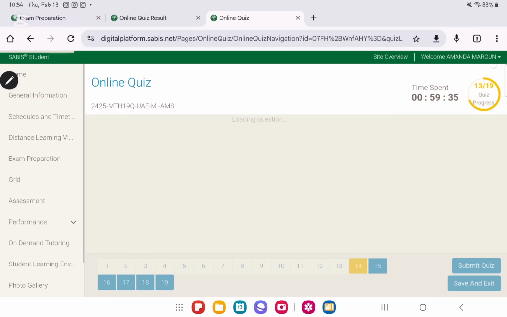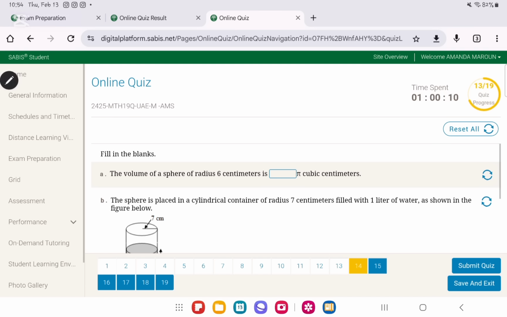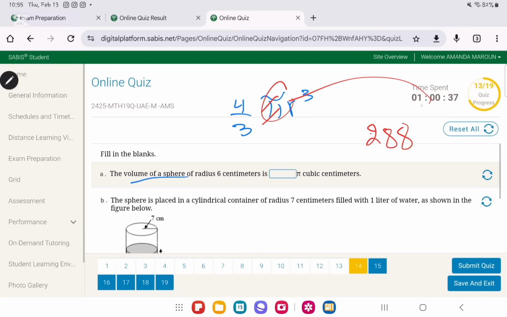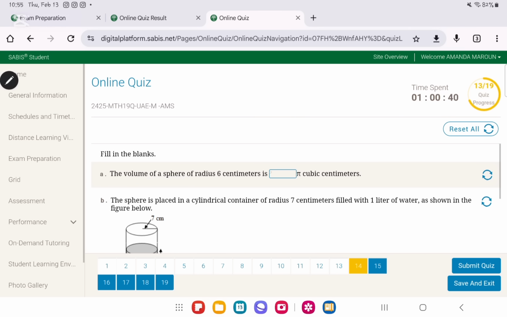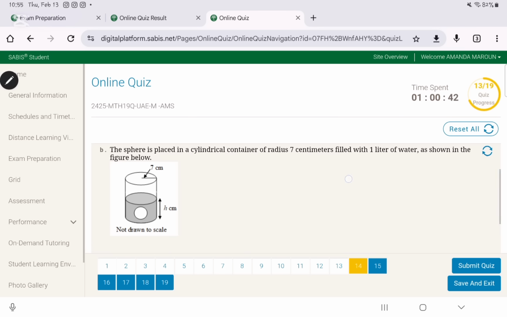We move on to question number 14. Okay, so the volume of a sphere of radius 6 centimeters, we need to find it. Very simply, the volume of a sphere is 4 over 3 pi r to the power of 3. Okay, very simply, put it on the calculator. Without pi, you don't need to put pi, so it becomes 4 over 3 times the radius, which is 6, to the power of 3. You are going to get 288, and now you can put the pi, so 288 pi cubic centimeters.